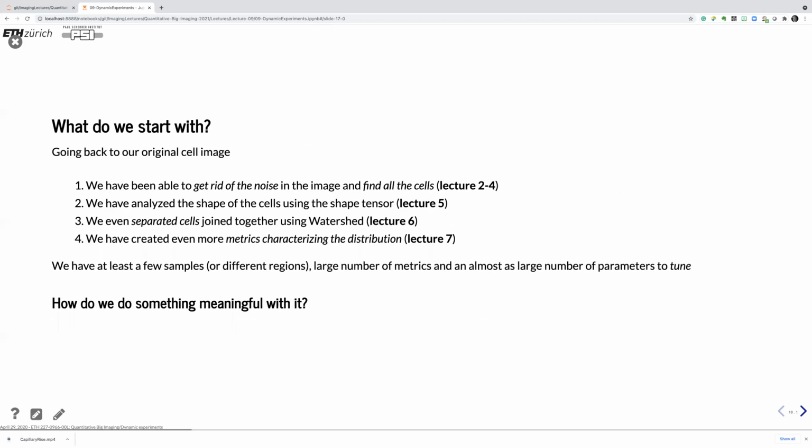Coming back to our old recipes, what we need to do for this analysis is essentially the same steps that we have done many times before. The first step is getting rid of the noise, then looking at the shape of something. In this case, we're talking about the cell image that we have been looking at many times. Then we want to separate cells joined together using the watershed segmentation. And from that on, we want to characterize and get distributions of different items in the image.